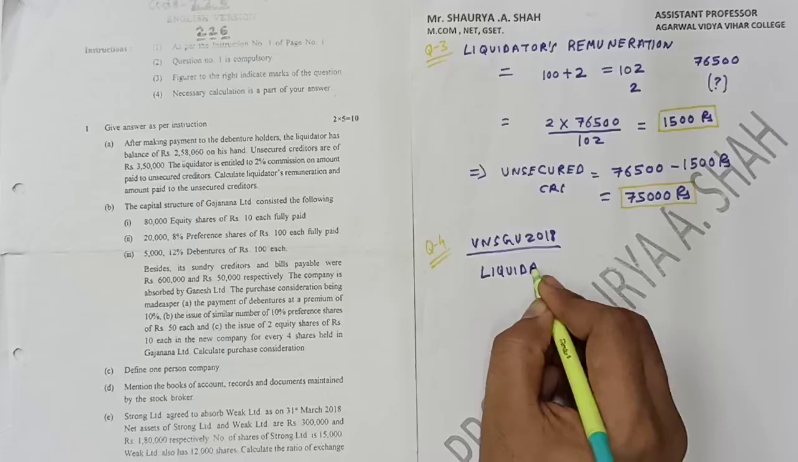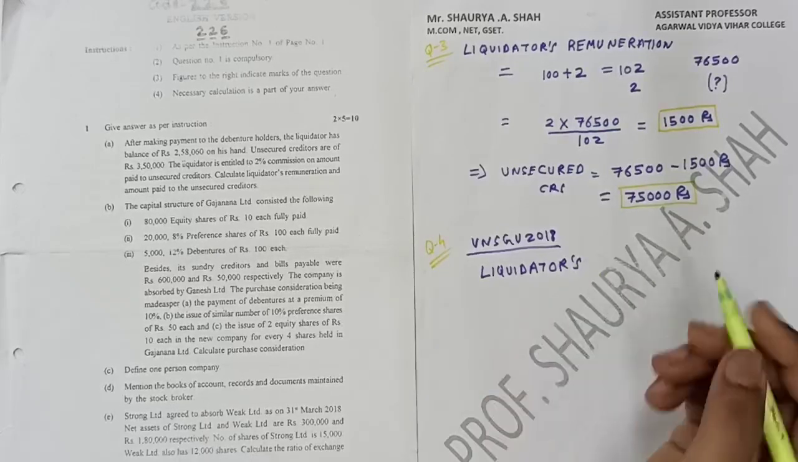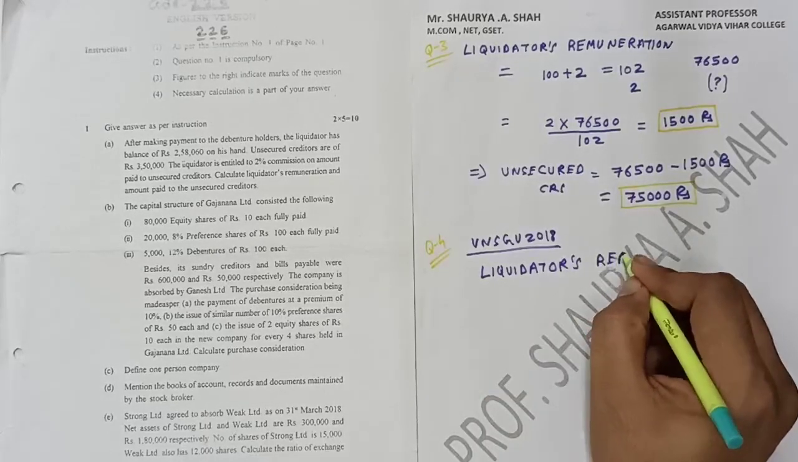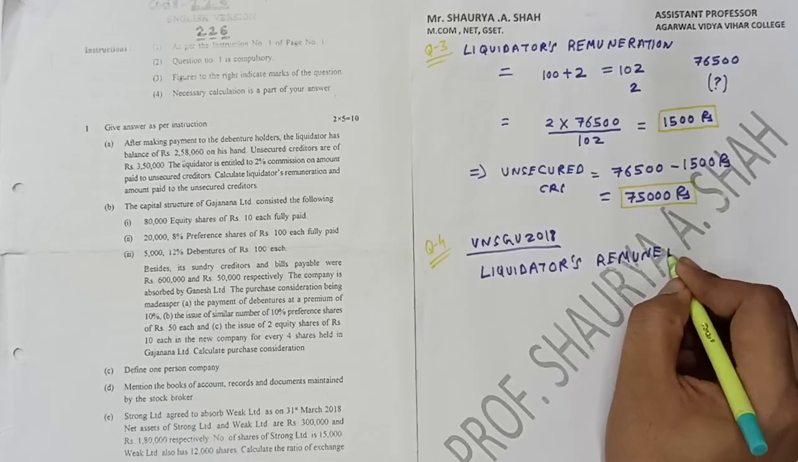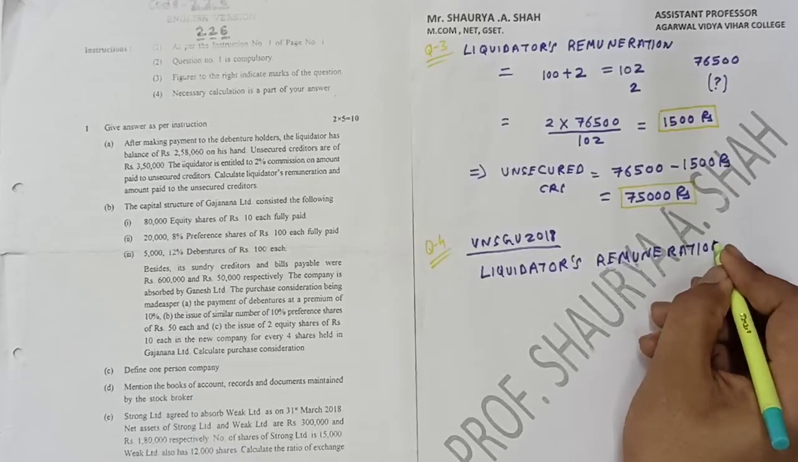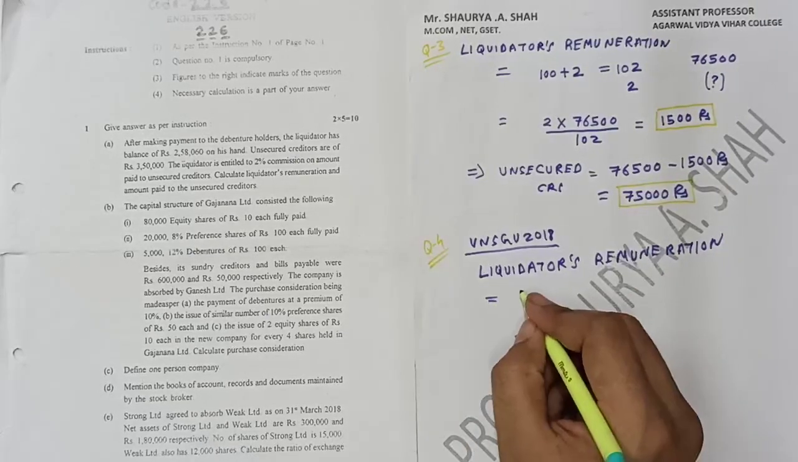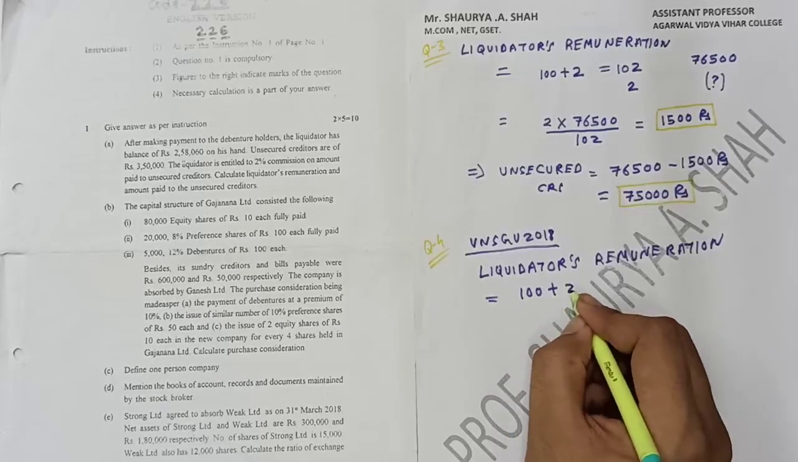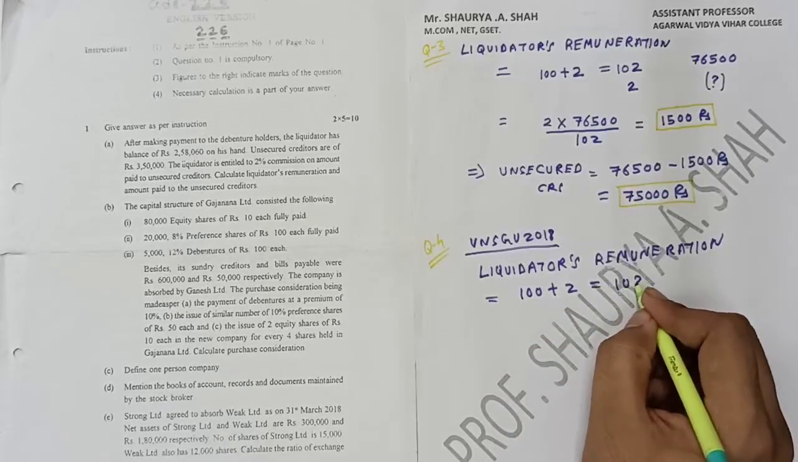Liquidator's remuneration is equal to, here also it is 2%, so 100 plus 2 is equal to 102.